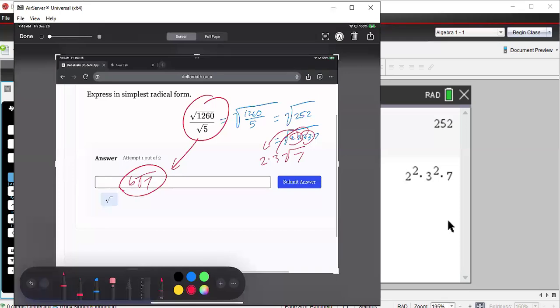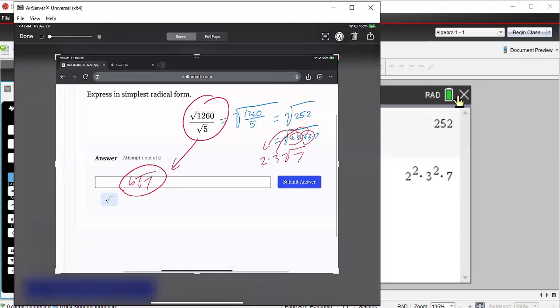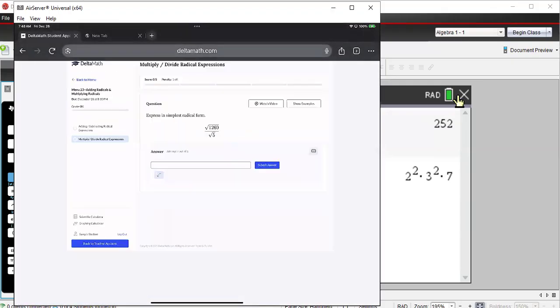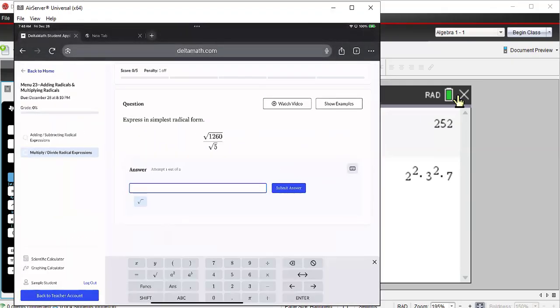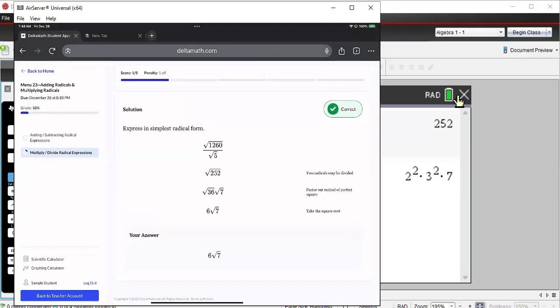All right, so let's go ahead and knock that out. 6 square root of 7. So this is going to be 6 square root of 7. Submit it. Says nicely done.